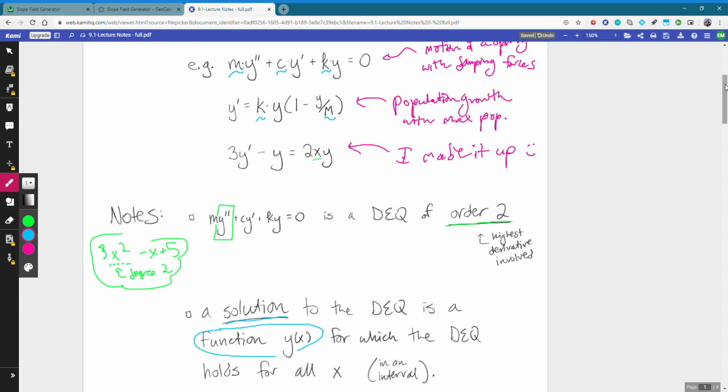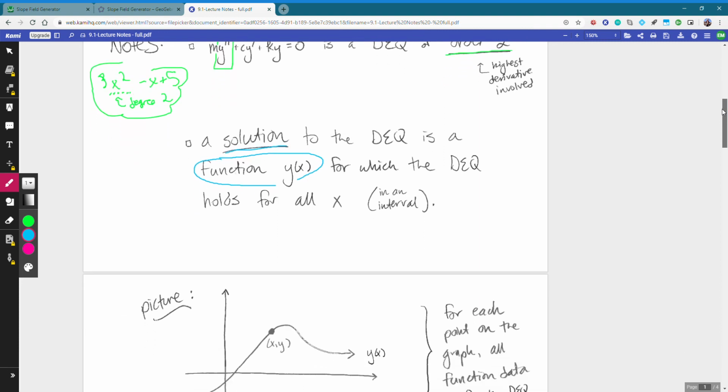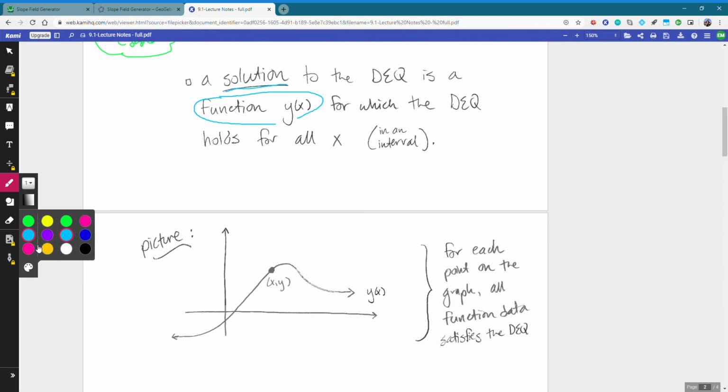To give a little picture of what that could look like, we're imagining that if we have a particular function, y of x, this y of x function would be a solution to a differential equation if at every single x in some interval, let's just say we're looking at all x's on the x-axis, if at every single x, we take all of the function information we have at that point, it satisfies our differential equation.